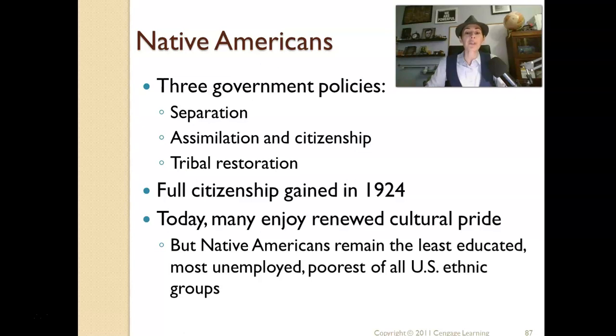Today, there is a resurgence of renewed cultural pride, as is stated there. But to be fair, Native Americans are the least educated, most unemployed, and poorest of all U.S. ethnic groups. So this is something that we need to keep a policy focus on. We need to engage the Native American community in a deeper and more substantive way to try to deal with the after effects of this nationwide genocide that has perpetuated since our founding.